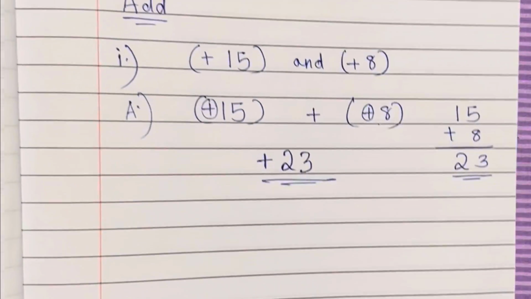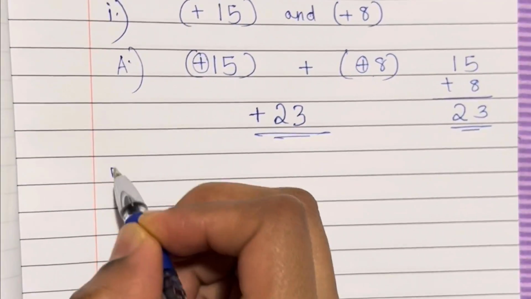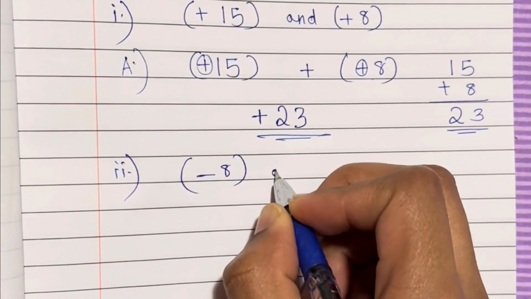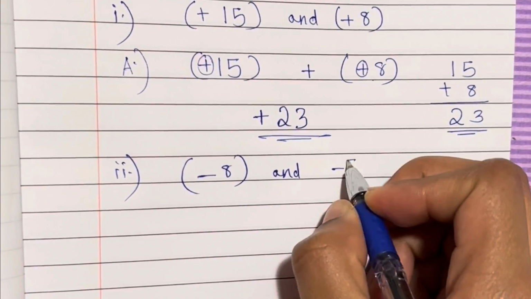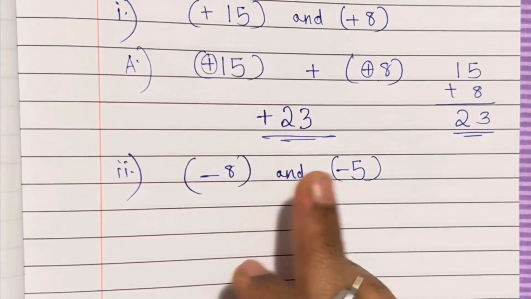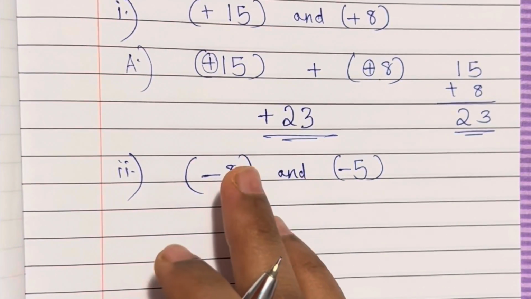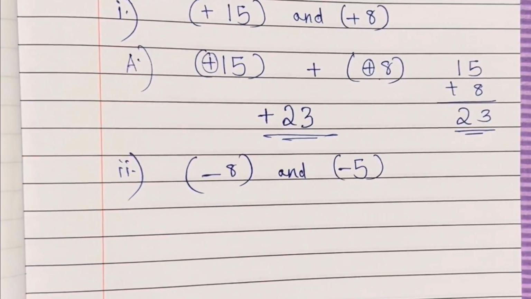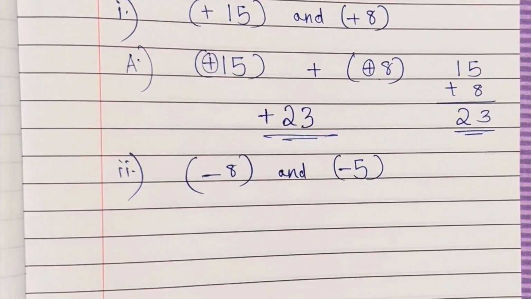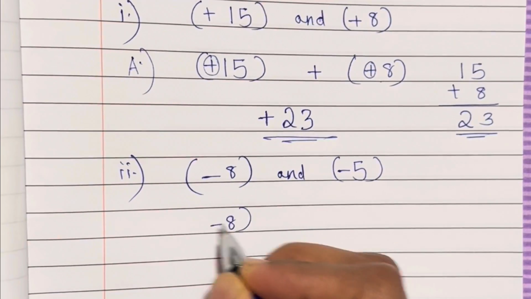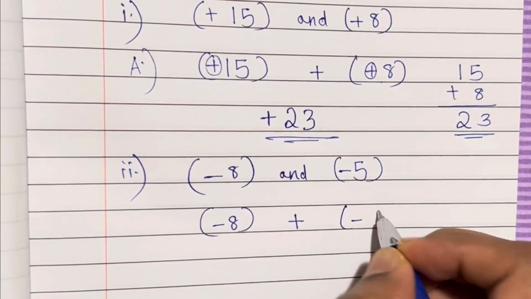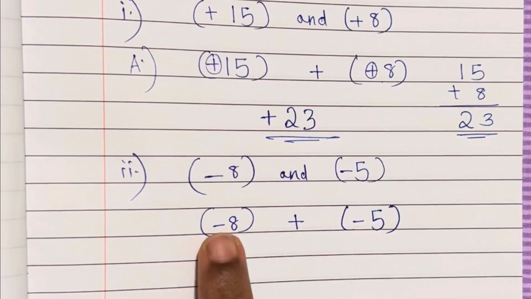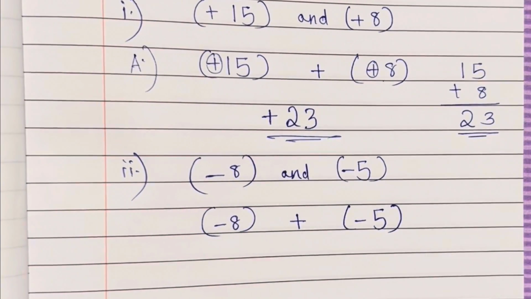Simple. Next, let's see another example. Minus 8 and minus 5. Here you can see this is again addition of two integers having the same sign. 8 has the sign minus, 5 also has the sign minus. So which rule are we going to apply? We'll simply write it again: minus 8 and plus minus 5. So this means addition of two integers having the same sign, minus. Here the common sign is minus.